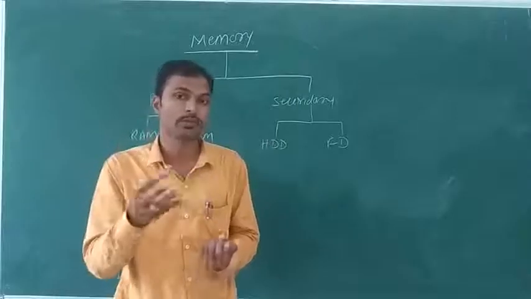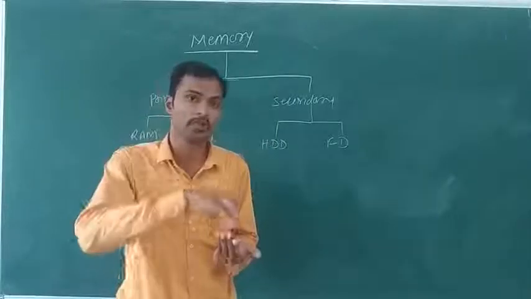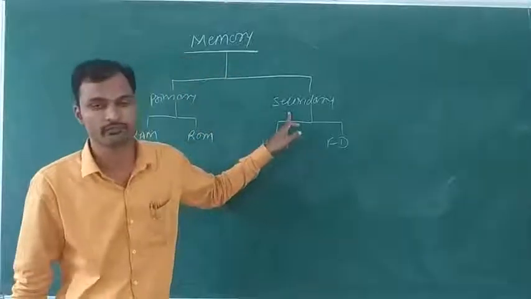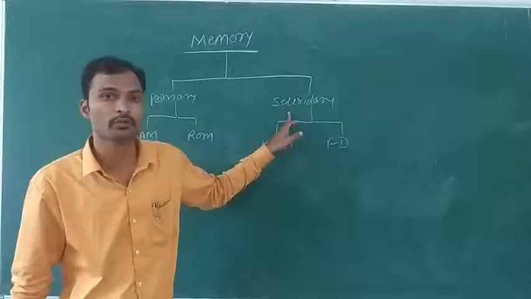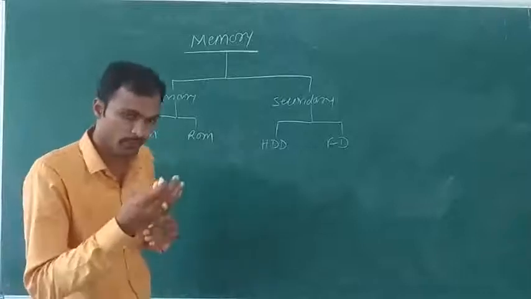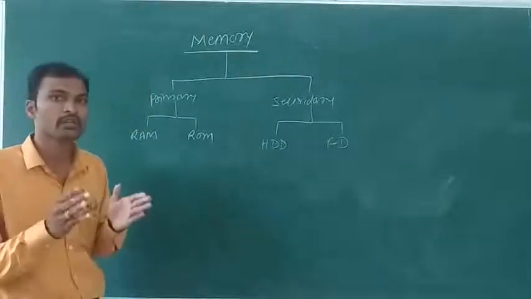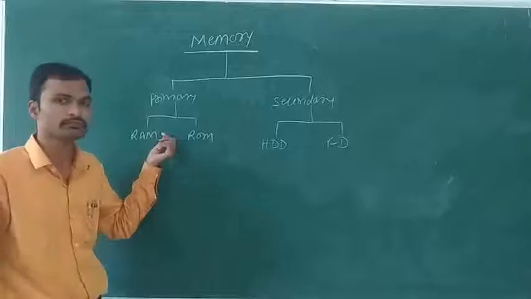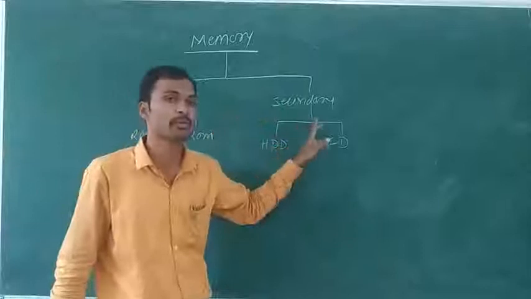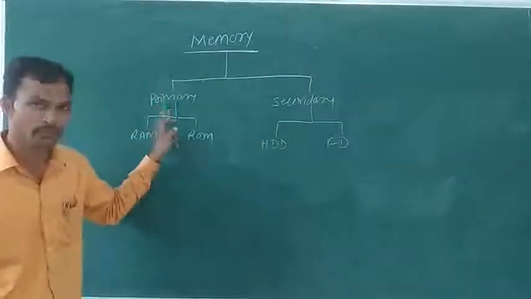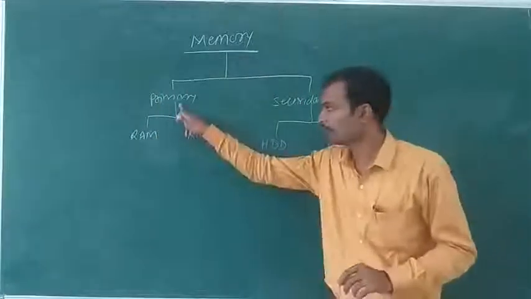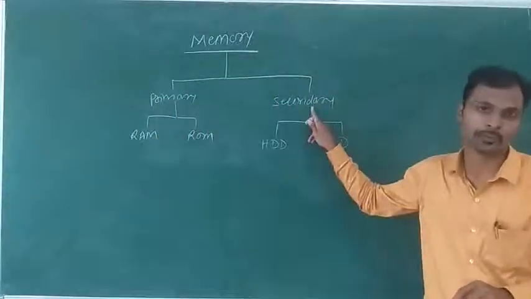Saving means you are permanently adding that data to the computer. When data is permanently added, it is stored in secondary memory. Understood? So before saving it, the data will be stored in primary memory. After saving it, data is stored in the secondary memory. That's why primary is called temporary memory, and secondary memory is called permanent memory.